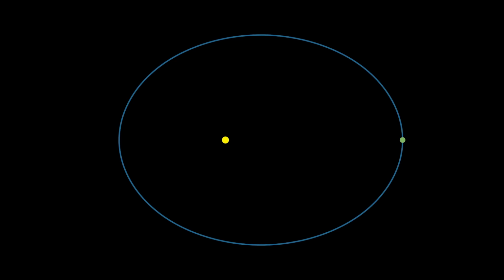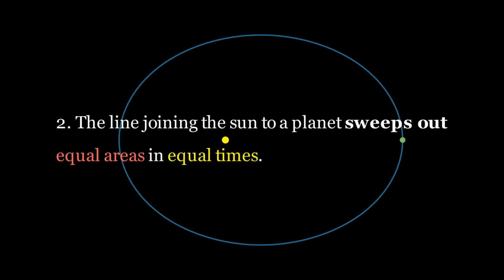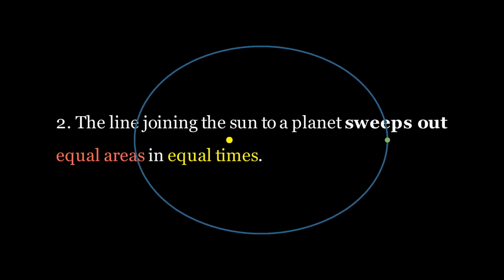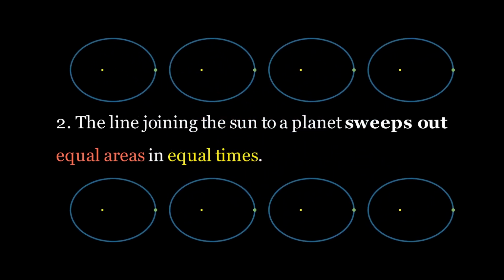Now, let's see what Kepler's second law says. It states, the line joining the Sun to a planet sweeps out equal areas in equal times. Well, what does this mean? To illustrate this, let's shrink the diagram and split it into 8 pieces. Let's say that the orbit takes 8 seconds to complete and each piece represents 1 second of it. We essentially break the orbit into 8 pieces, each taking an equal amount of time.